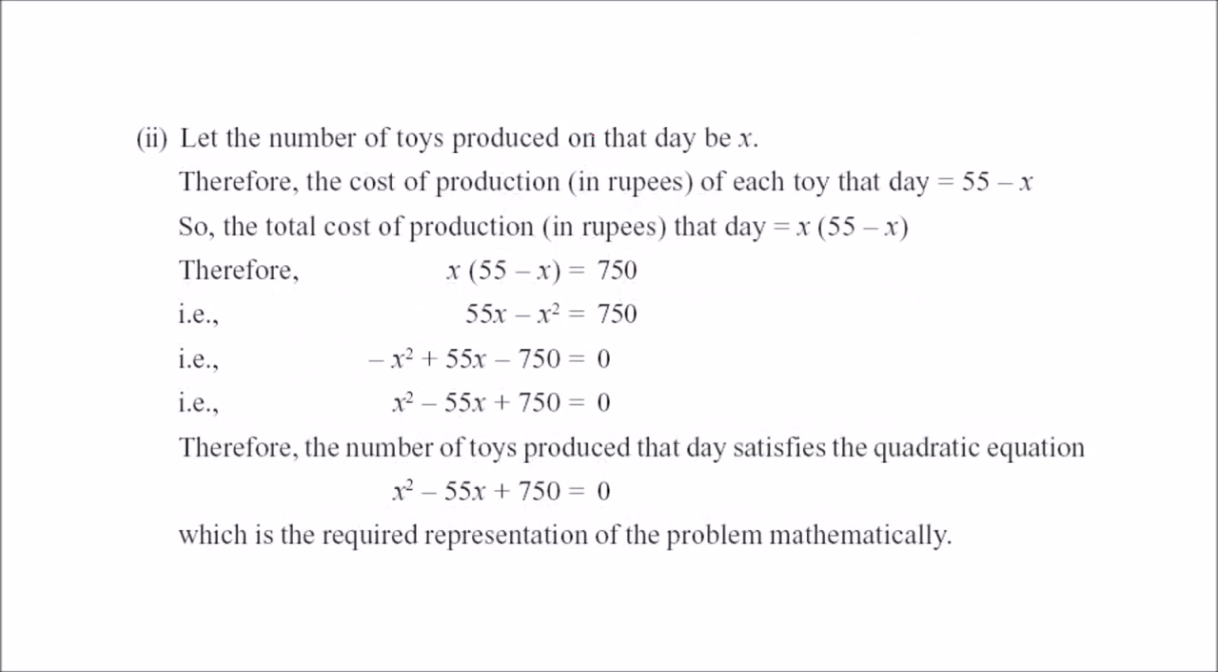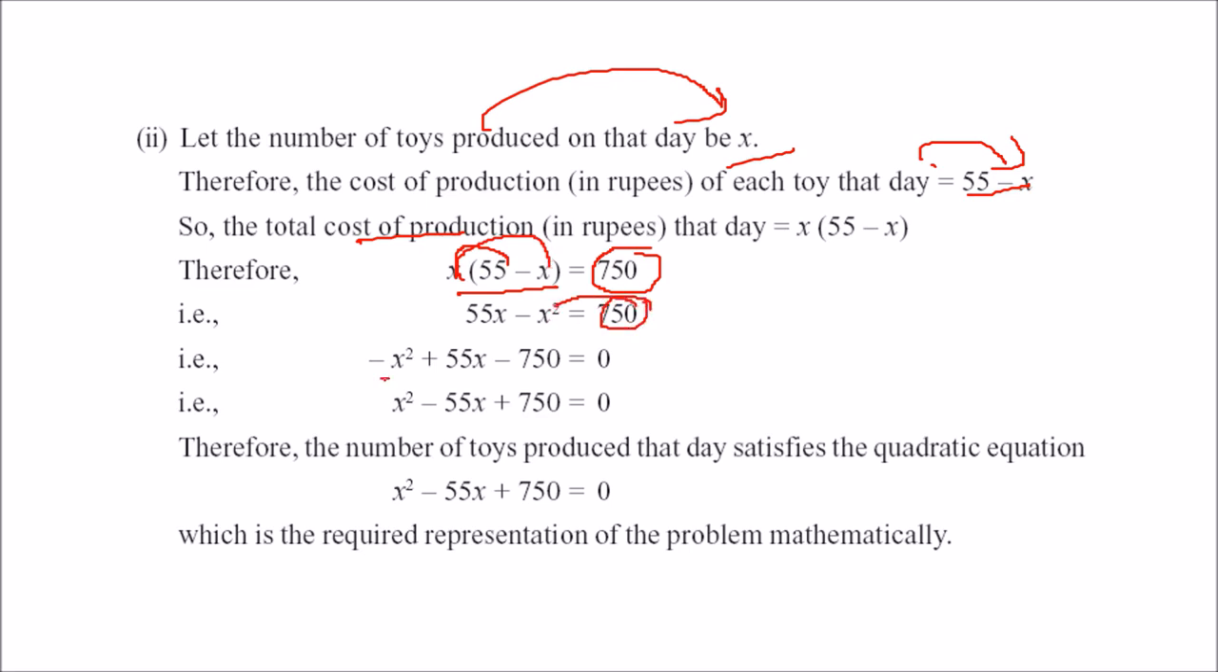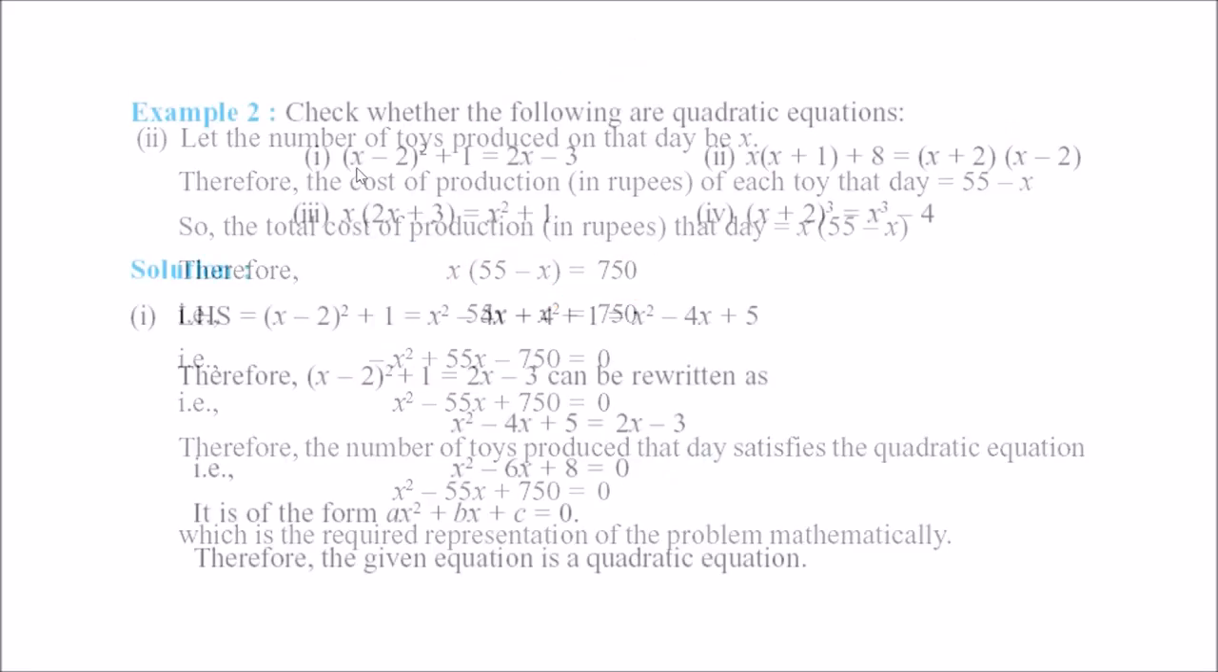So the situation is like this. If the number of toys is X, the cost of production as given in the situation is 55 minus X. And the multiplication of this gives the total cost of production. On a particular day, X into 55 minus X is equal to 750. Multiply it: 55X, and this will become minus X square. This is 750. Take 750 here, this will be minus X square plus 55X minus 750. Multiply the whole by minus 1 because we generally don't keep the minus here. So X square minus 55X plus 750. This is our quadratic equation.